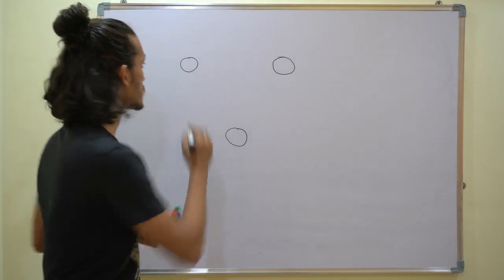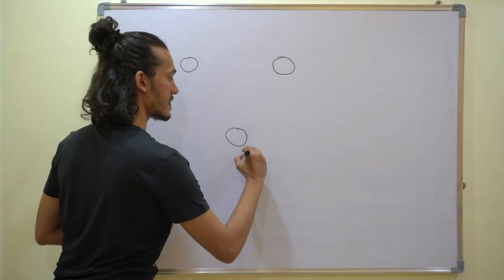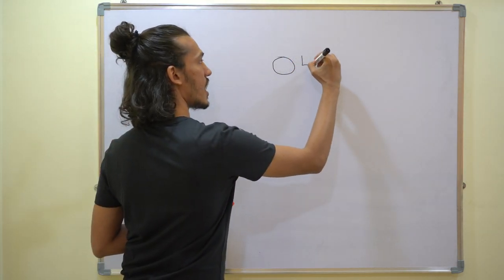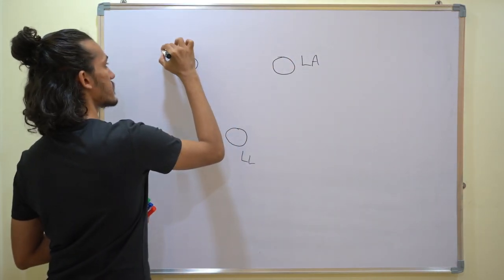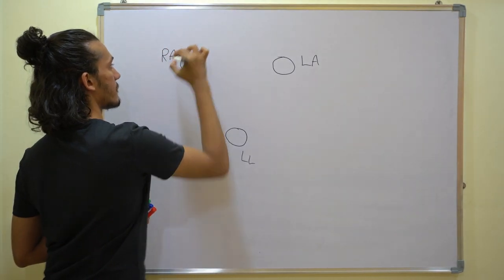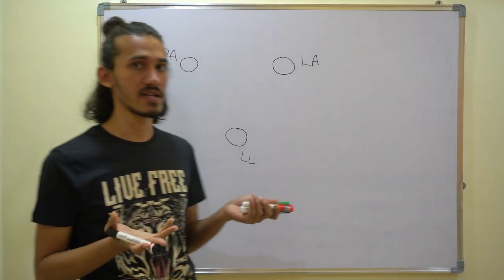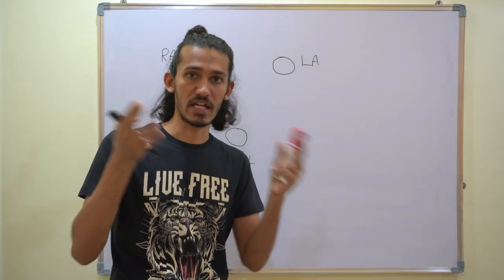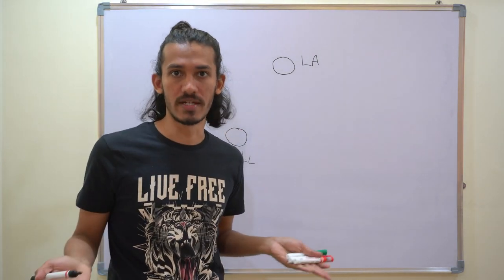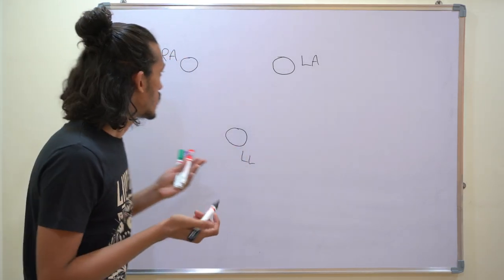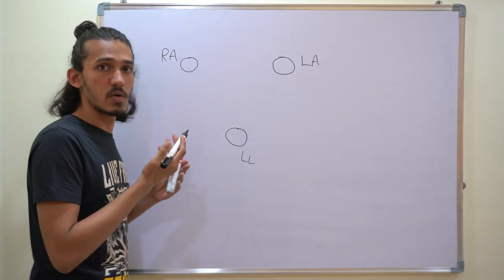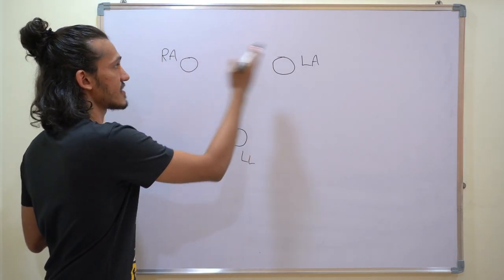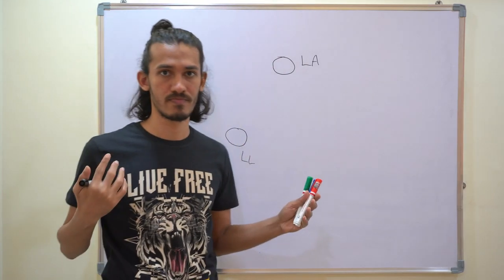Okay, so this is the left leg, this is the left arm, this is the right arm, right? So these are the electrodes that have been placed. Any lead is two electrodes attached to a wire, attached to a galvanometer, right? So when we take lead 1, that is the connection between the right and the left arm.